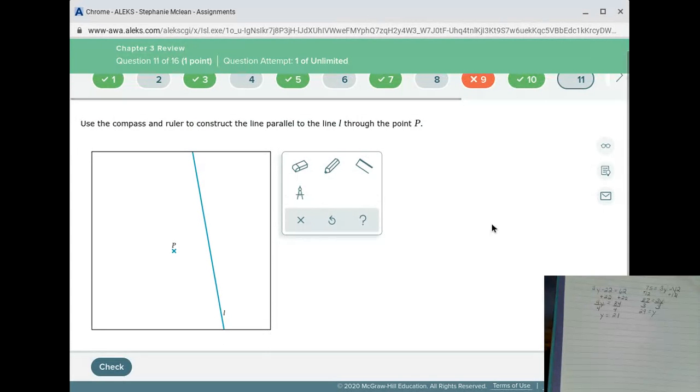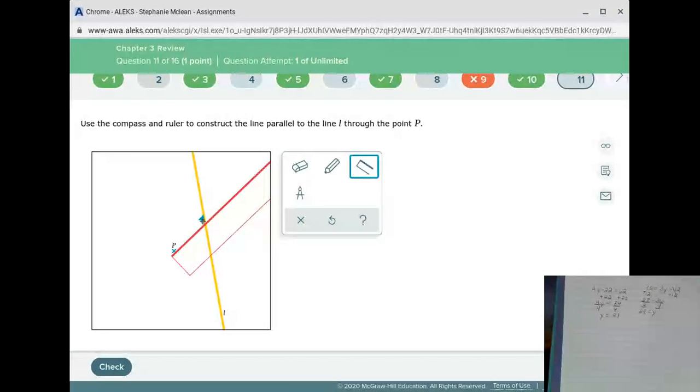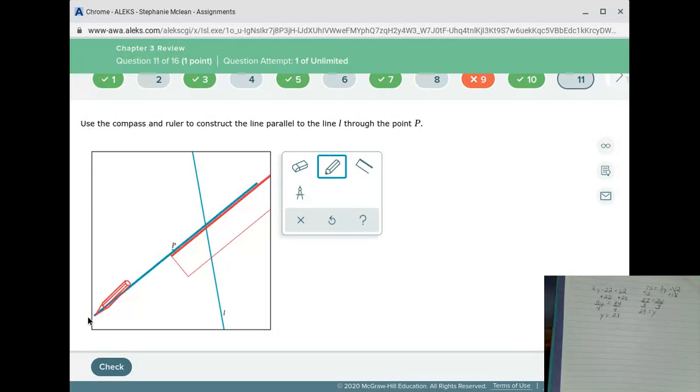Use the compass and ruler to construct the line parallel to the line L through the point P. So we want a line that's parallel to L through P. The first thing you need to do is draw a line from P through L. It should be at a slight angle, not anything crazy, and you shouldn't try to get it perfectly perpendicular. If it's off to the side at a small angle, that's the easiest to work with. I'm going to draw my line.